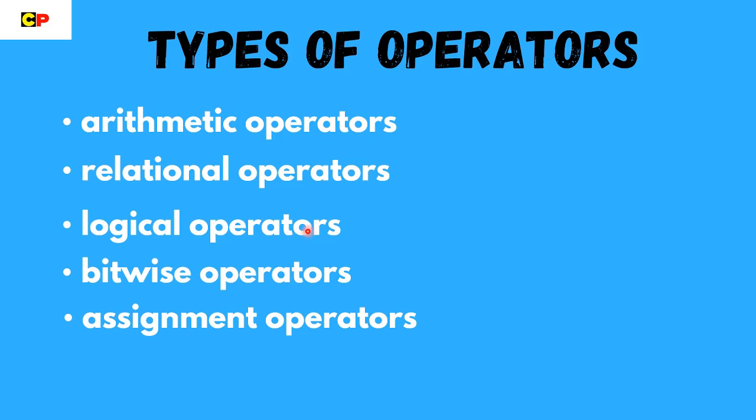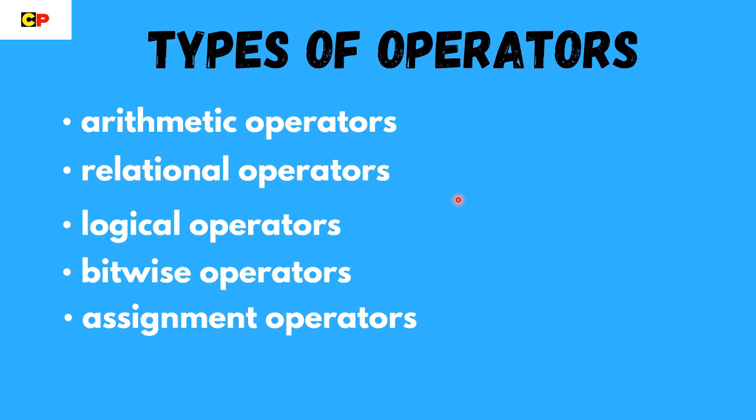Now moving forward, let's talk about the types of operators. Basically we have 5 to 6 operators. First one is arithmetic, which we will be talking about in this video. Second is the relational, third is the logical, fourth is the bitwise, and fifth is the assignment. About all these operators we will have a detailed discussion in the upcoming videos, but in this video we'll have the detailed discussion on the arithmetic operators.